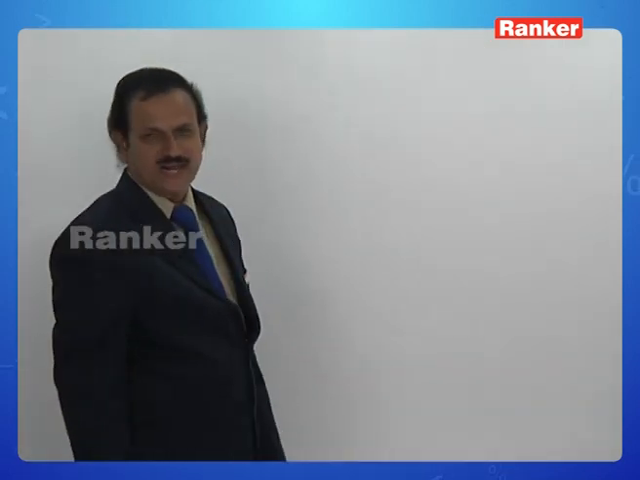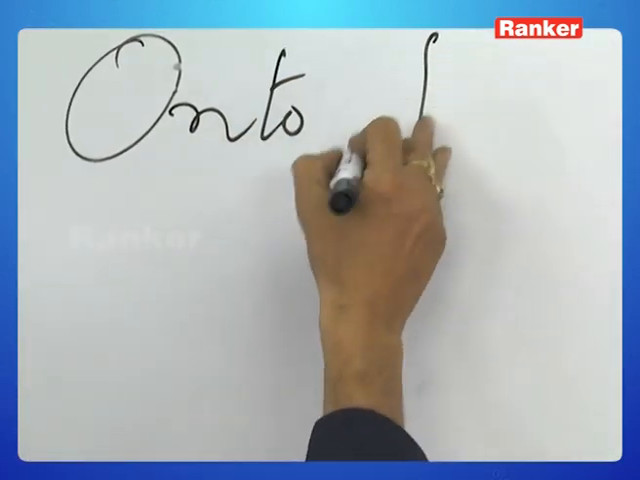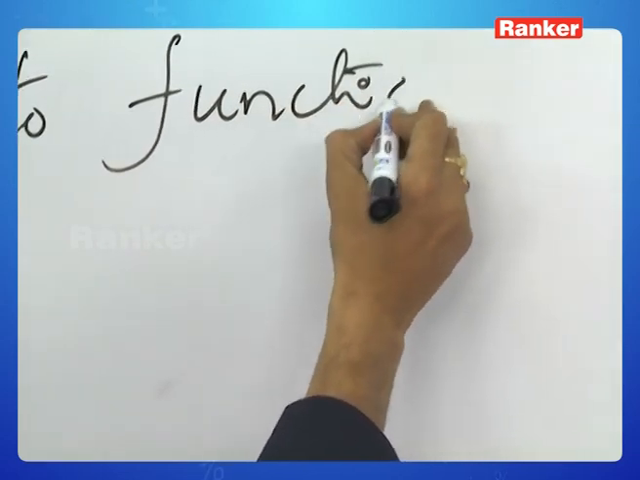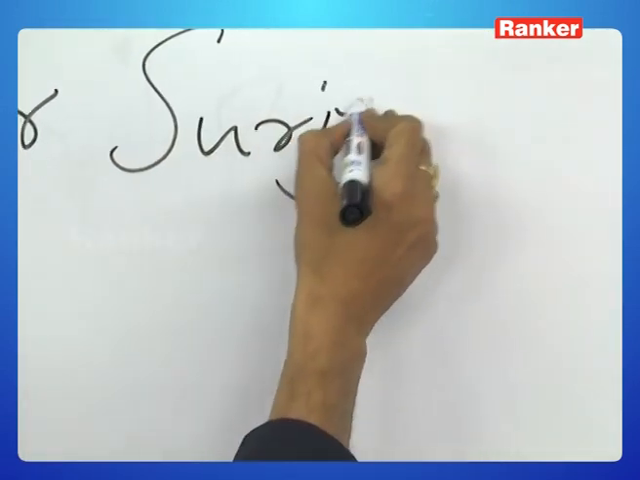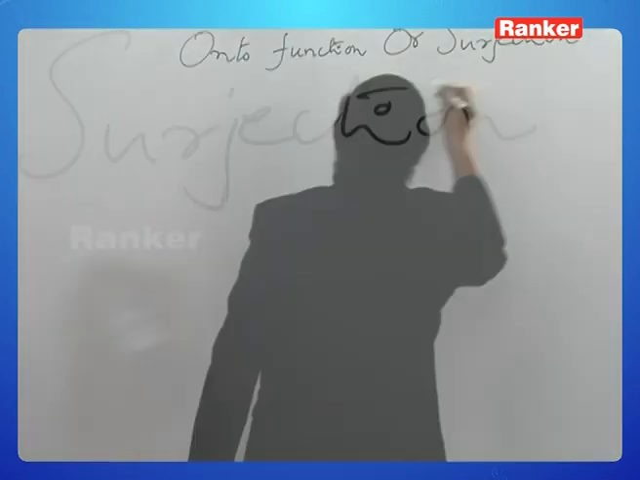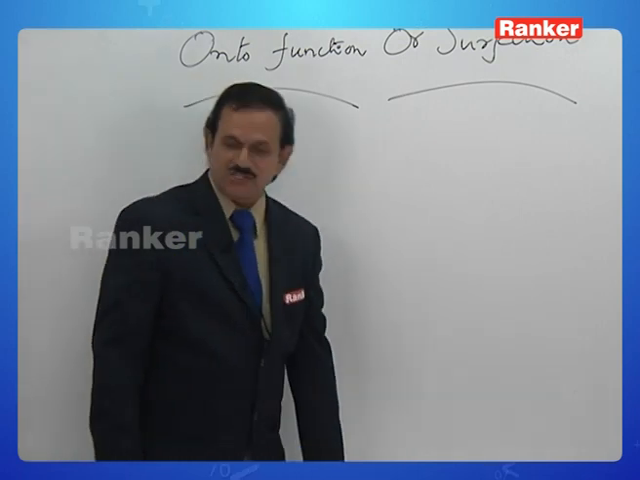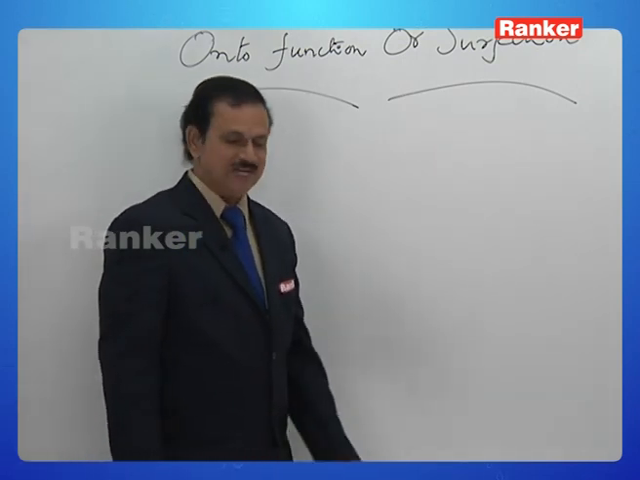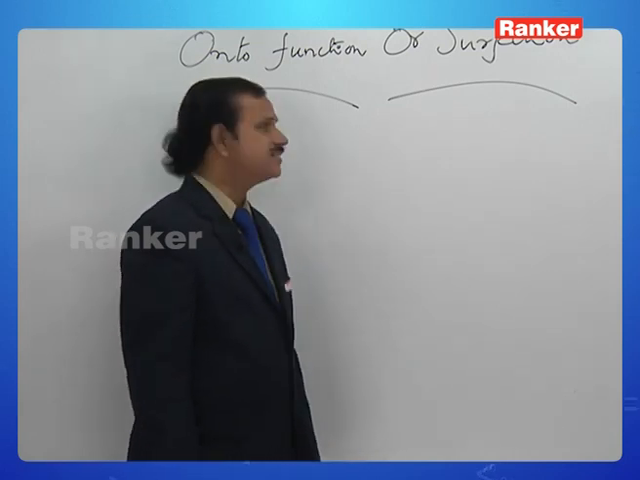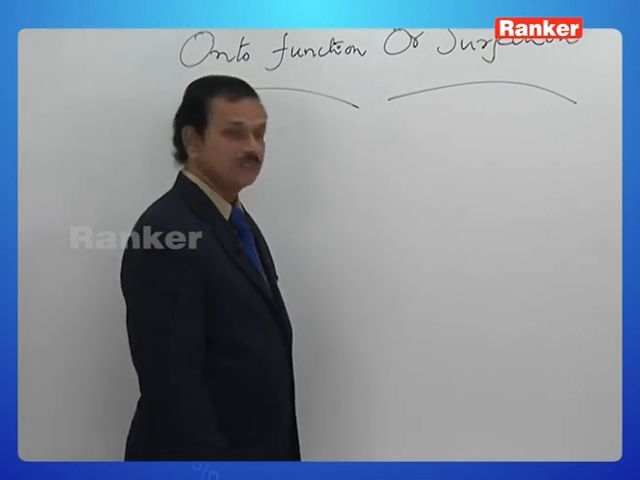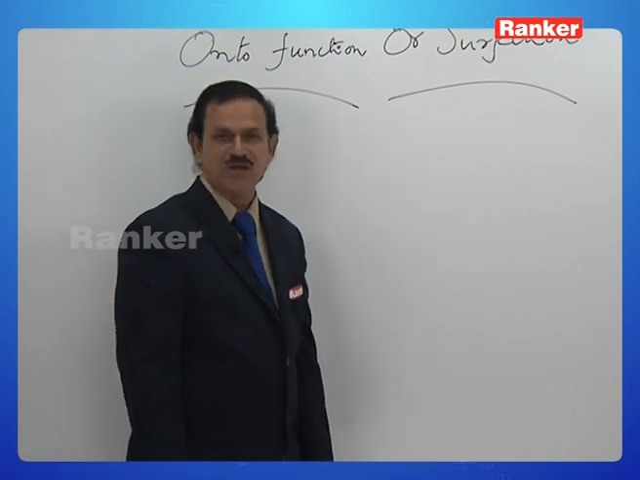The next function before us is the onto function, or a surjection. We have noticed the definition of a 1-1 function. We have learnt it. We have seen so many examples for that also. It is now our turn to look towards an onto function. What is meant by an onto function? Let us see.